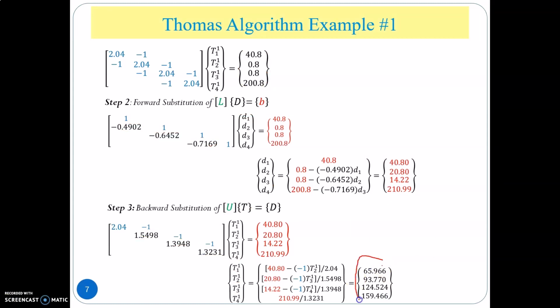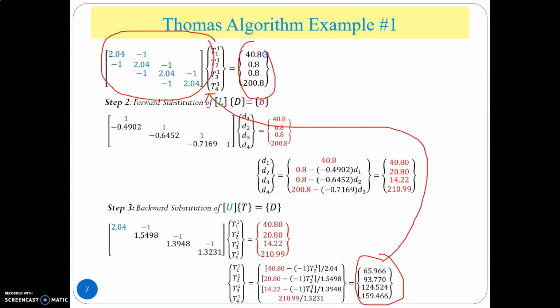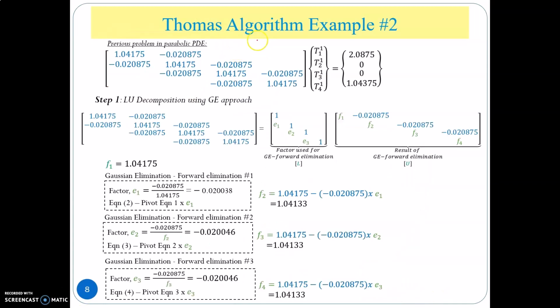Lastly, you can verify your solution and check the accuracy by substituting inside the original equation. If the left hand side is equal to the right hand side, then we say this answer is accurate. Let's try with more examples. So this is your example 2, and we take this example from the previous problem in the parabolic PDE chapter.